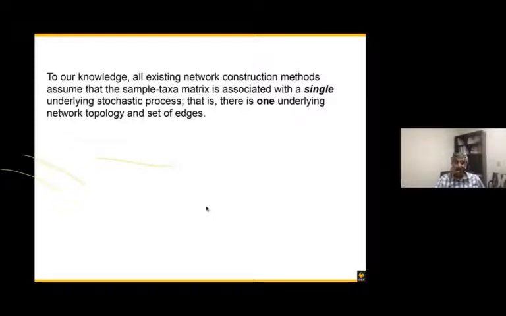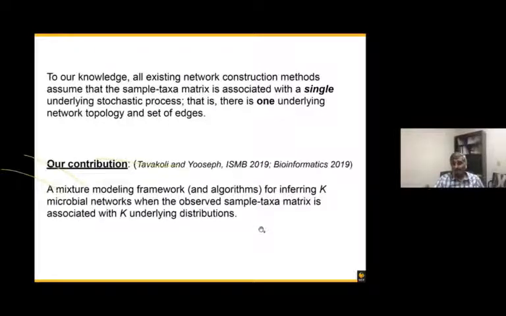And you can imagine that if you're doing a large microbiome study where you have a whole bunch of metadata and a range of parameters, there is no reason to assume that the underlying sample taxa matrix is only associated with one underlying stochastic process, right? That there is only one network. In fact, we extend the paradigm and we say that a given sample taxa matrix generated from a large study can be associated with, say, K microbial networks, okay? K unknown networks. And our goal is to be able to infer these networks.